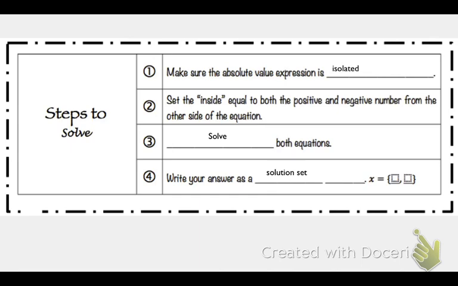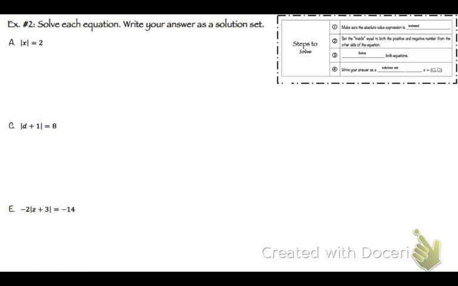Okay, so let's go through this. So the first step is to make sure the absolute value is isolated. So in example A, it is isolated. We don't have to do anything about that. The second step is to set whatever's inside equal to the positive number and to the negative number.